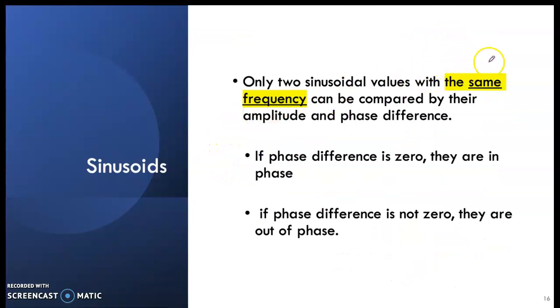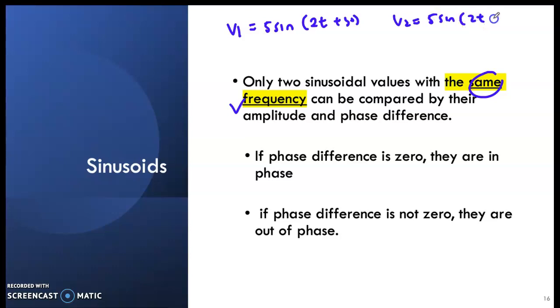So how can we compare? We need to make sure both sinusoids have the same frequency. What do we mean by frequency? Let's say V1 is 5 sine of 2t plus 30, and V2 is also 5 sine of 2t minus 40. You need to make sure the angular frequency of both signals V1 and V2, this omega and this omega, are the same. Then you can compare. Okay?